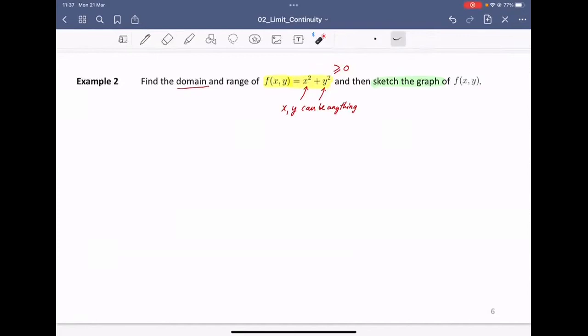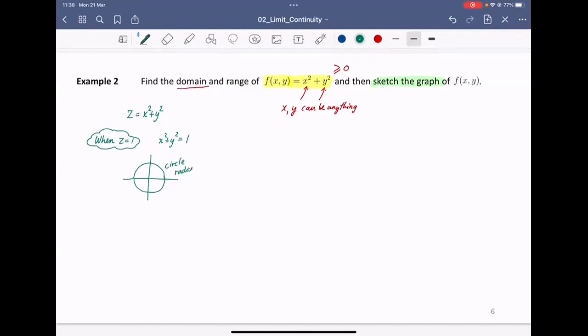What should I do? The idea is so simple. Let's take a look: this is the equation c equal to x squared plus y squared, right? Let's suppose that c equals 1. What happens when c equals 1? You get x squared plus y squared equal to 1. Actually, when c equals 1, it's just a circle of radius 1.